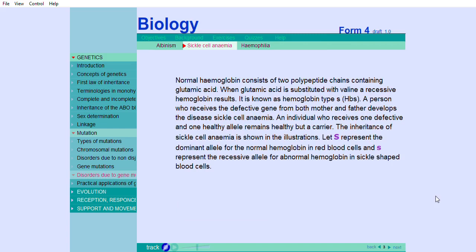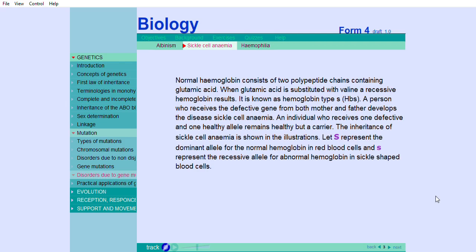Normal hemoglobin consists of two polypeptide chains containing glutamic acid. When glutamic acid is substituted with valine, a recessive hemoglobin results. It is known as hemoglobin type S or HbS. A person who receives the defective gene from both mother and father develops the disease sickle cell anemia. An individual who receives one defective and one healthy allele remains healthy but a carrier.